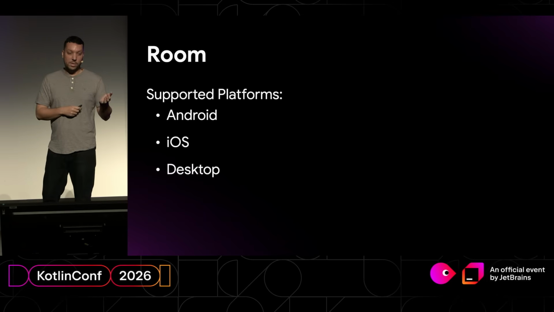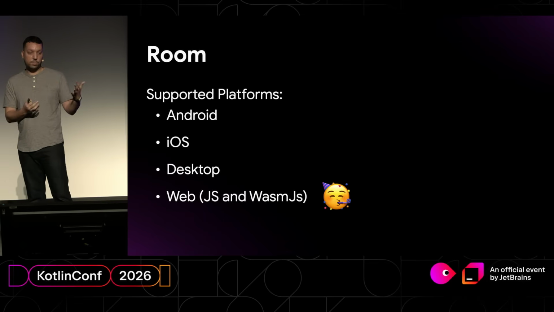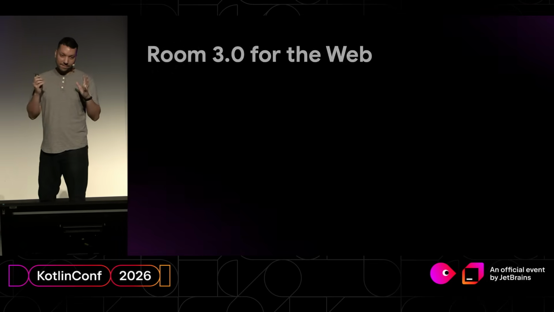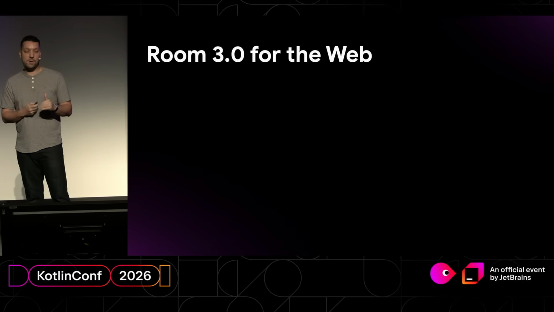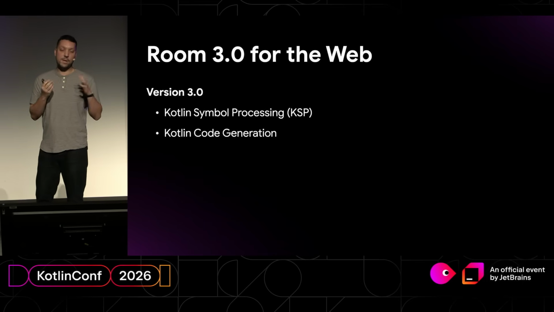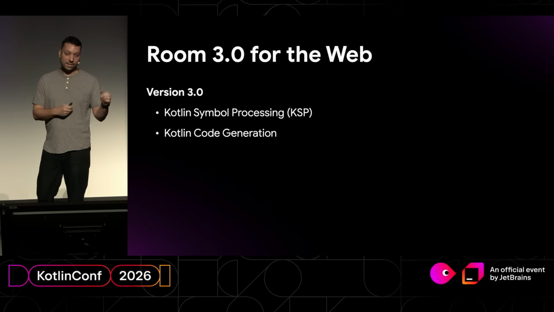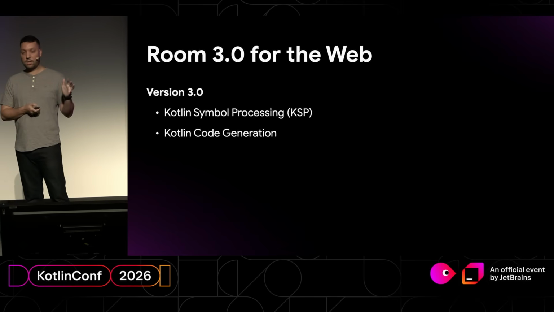And 2 years ago, we actually announced its support for iOS and desktop. So we converted what you know as Room 2.0 to KMP. And I'm happy to announce now that Room supports web and the JavaScript and WASM.js targets. But the Room that supports the web is actually Room 3.0. And it might not be the 2.0 that you think it is. It is a new API breaking changes version that we did, and it only supports Kotlin symbol processor.